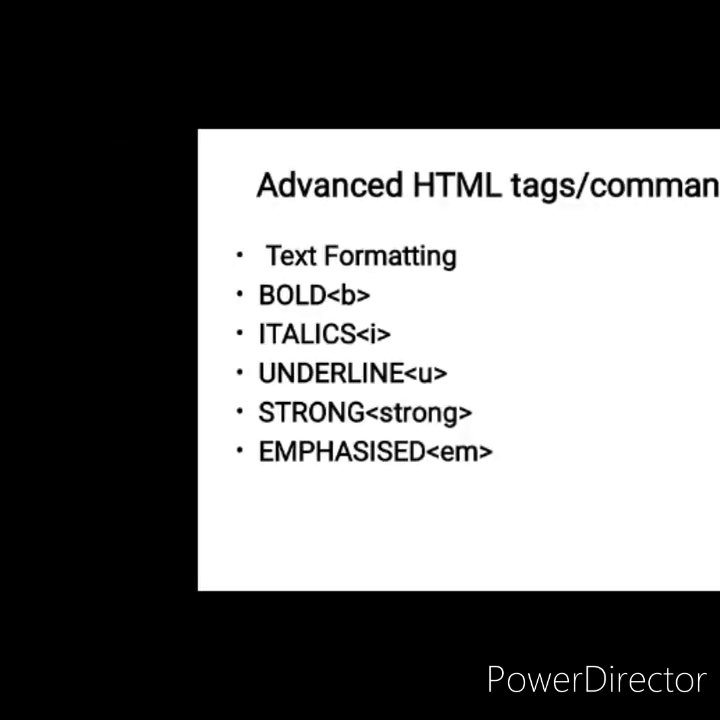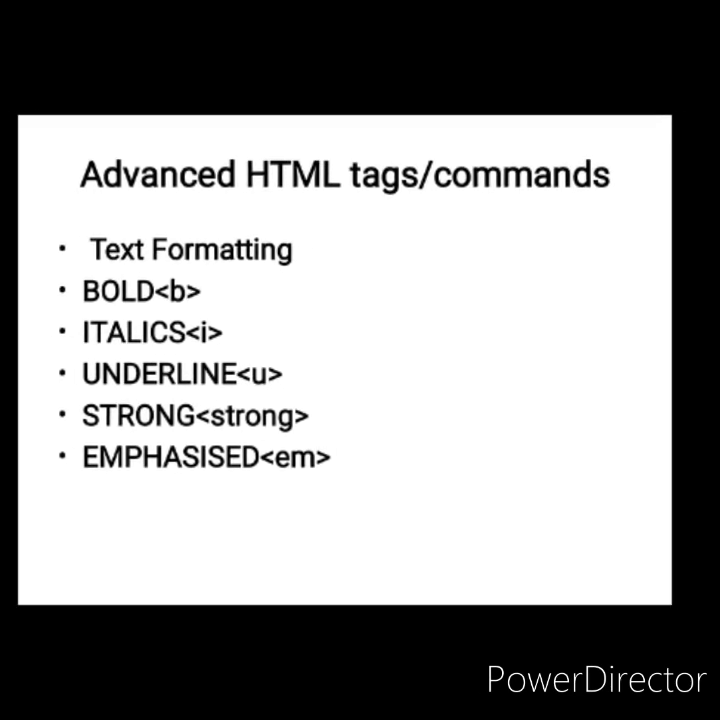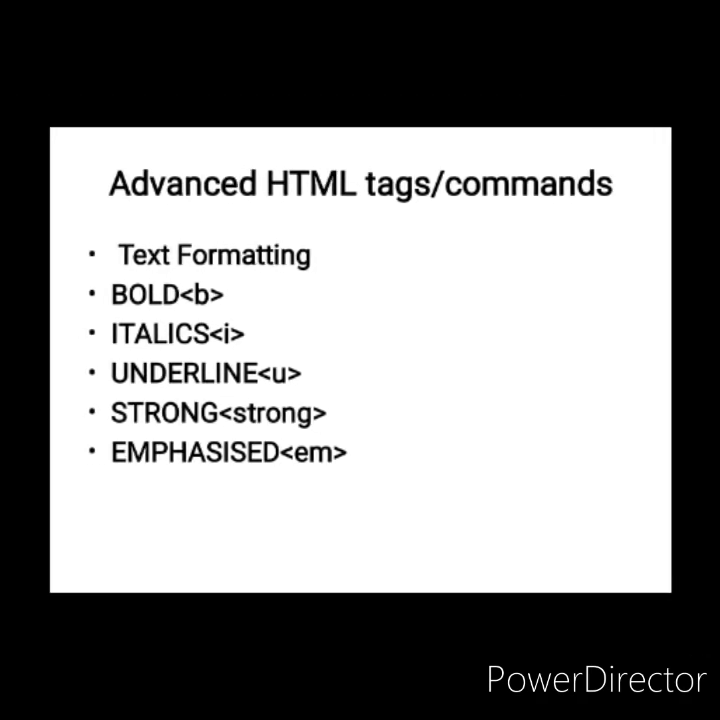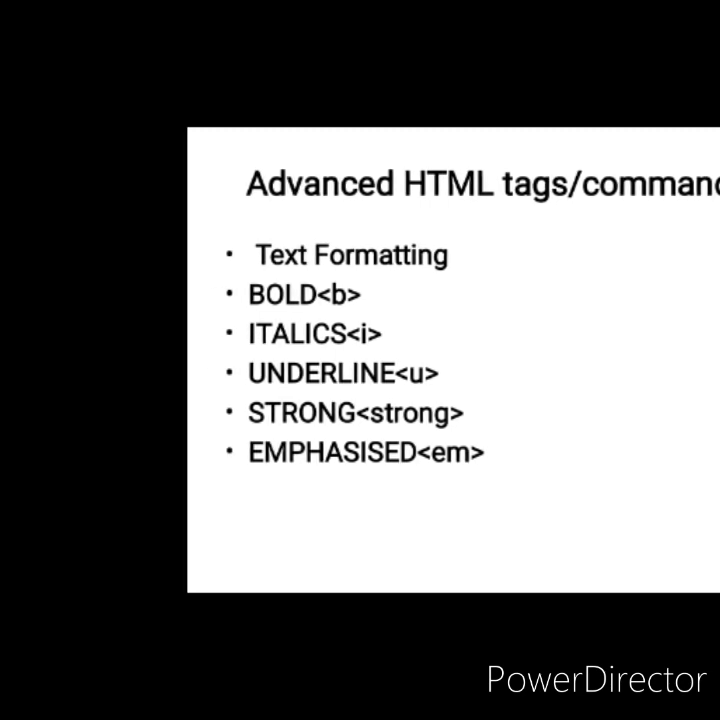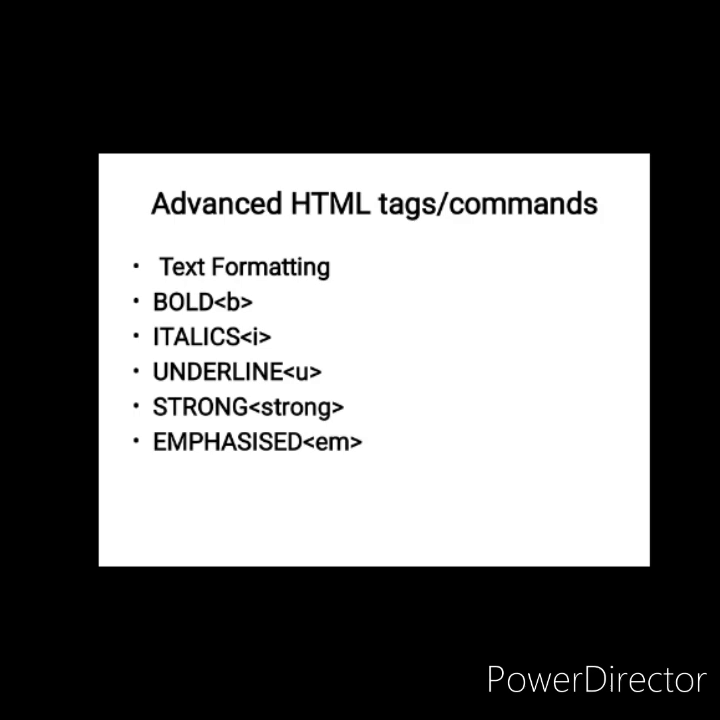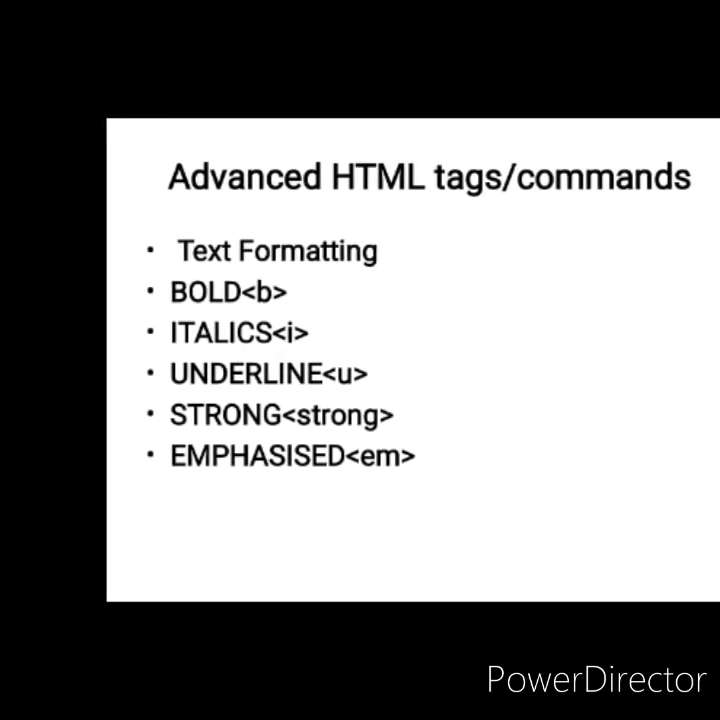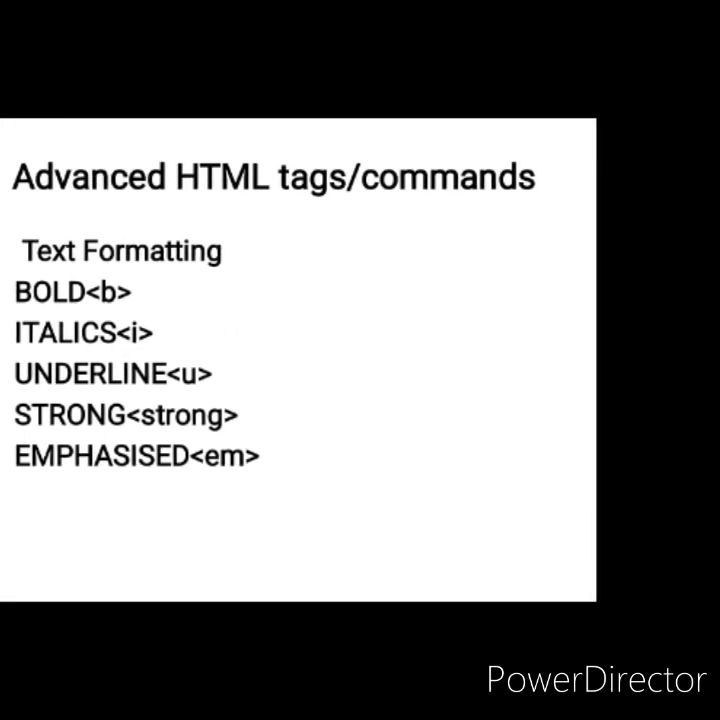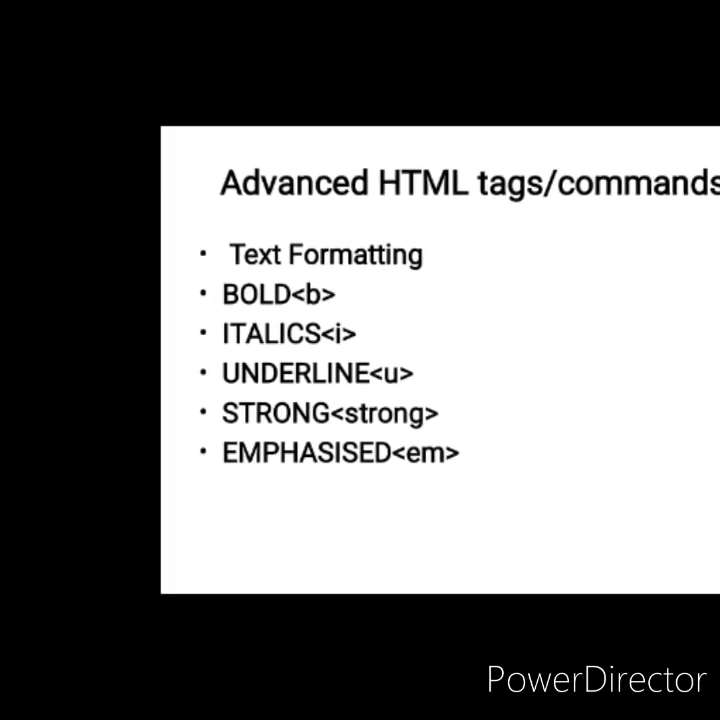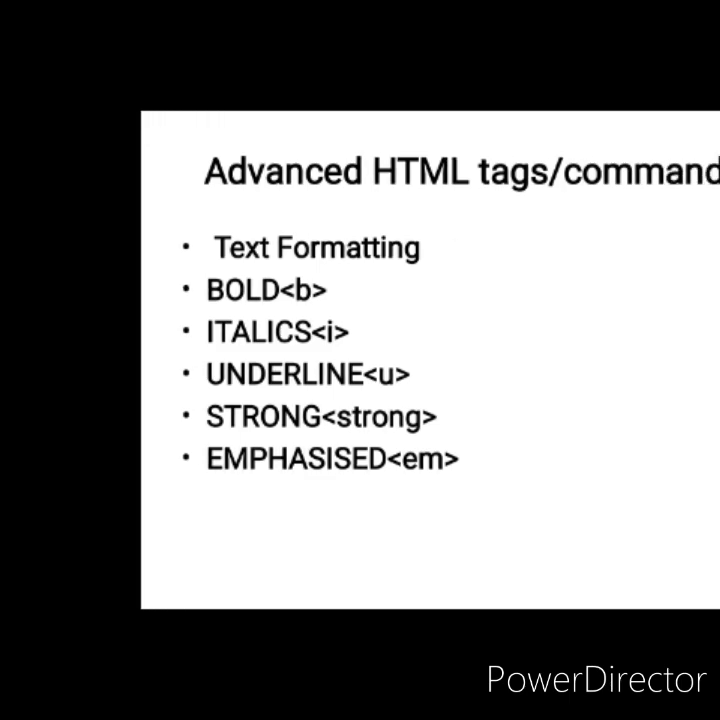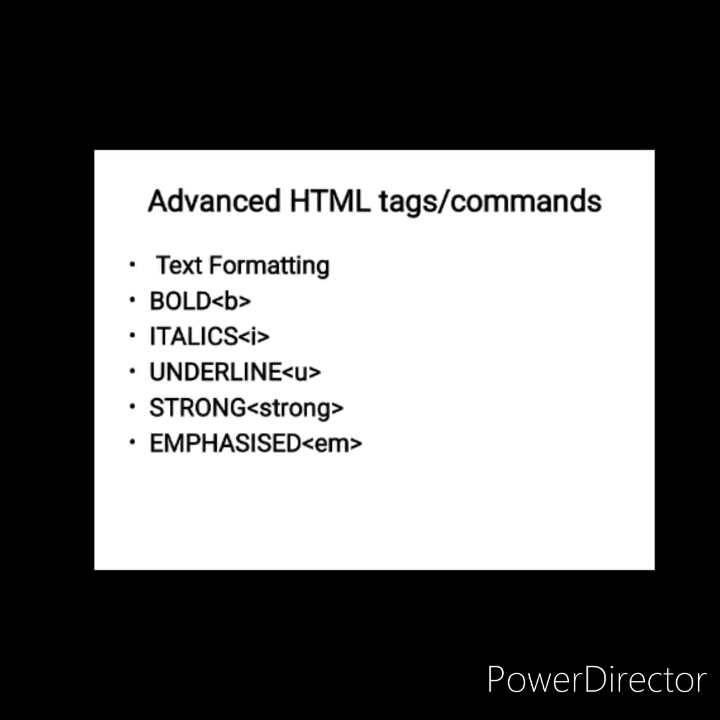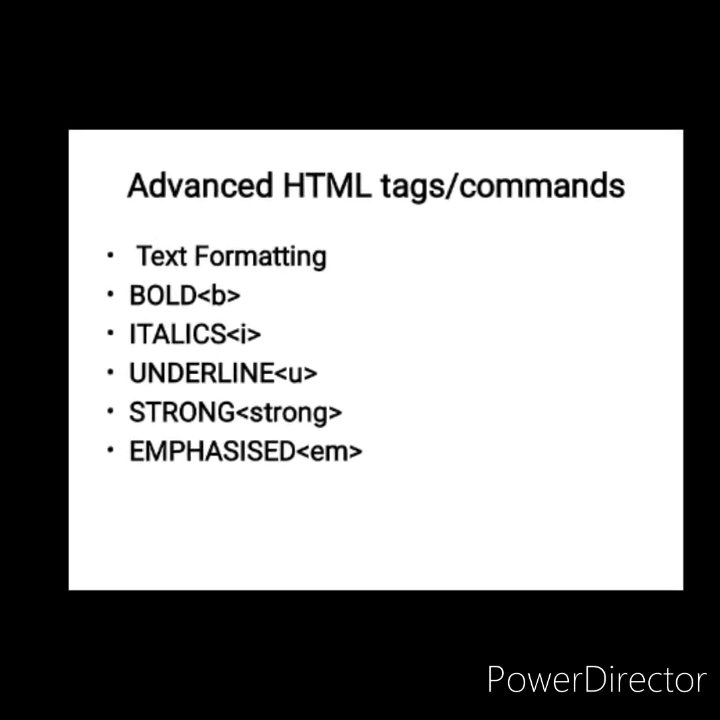In the text formatting tags, we will be coming across 5 different types of text formatting. The first one is called bold. If you want the text to appear bolder, we will be making use of the bold tag. The keyword used to represent the bold is B. The next one is called italics. If you want the text to be slanted, then you will be making use of the italics tag. The keyword used is I.